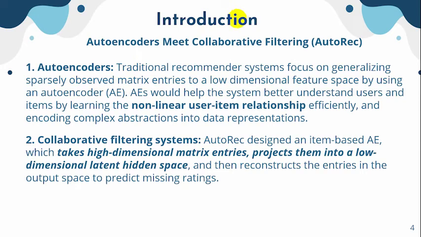As you might know, the autoencoder generalizes sparsely observed matrix entries to a low-dimensional feature space, and Autorec designed an item-based autoencoder which takes high-dimensional matrix entries, projects them into a low-dimensional latent hidden space, and then reconstructs the entries in the output space to predict missing ratings. For Autorec, the model also used two kernels to do this task.